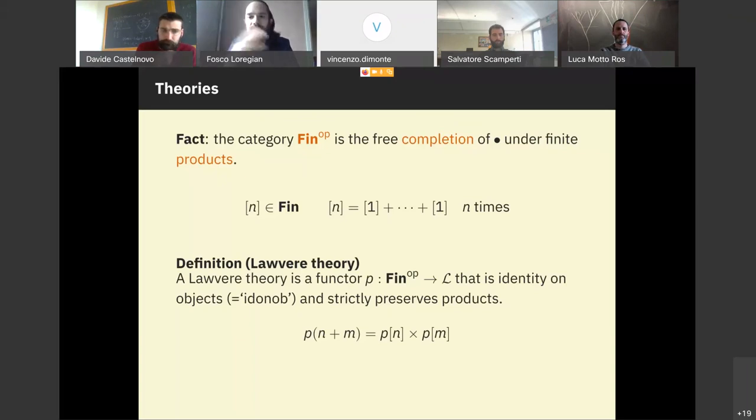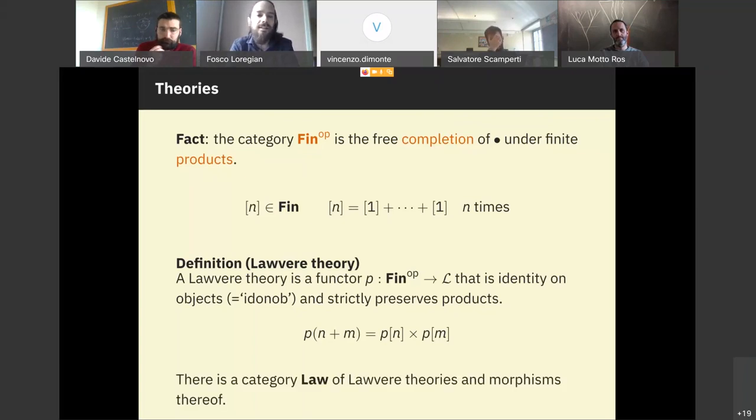I will leave this, if you have never seen this, but I doubt it. This immediately entails that P is uniquely defined by its action on the point, on the generator of Fin, on one, so that every P of n is just an iterated power of P of one. So if you want to fix a set and operations, n-ary operations for every possible arity, you just have to fix a functor of this kind, because P of one will be your set carrier and P of n will be the n-th power of P of one, and every morphism that you might have in L will describe an n-ary operation on P of one.